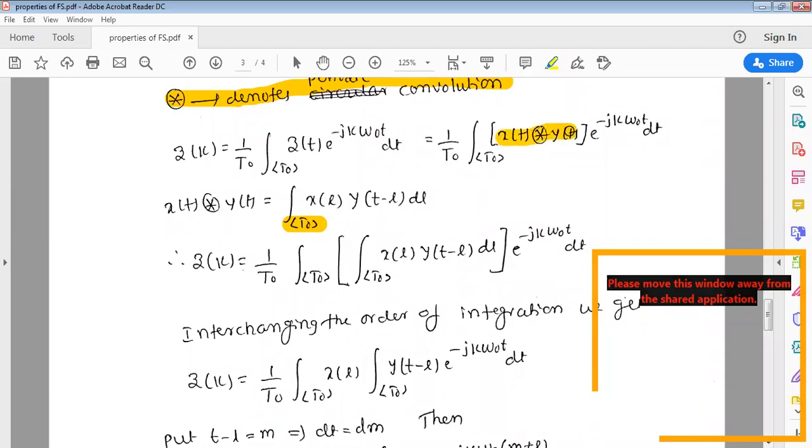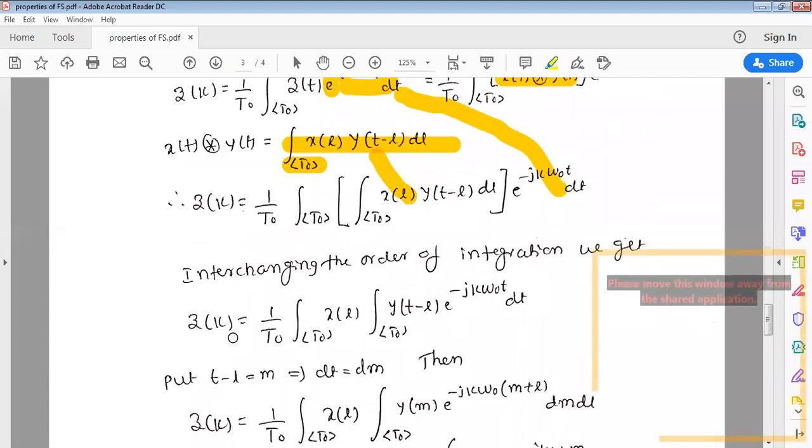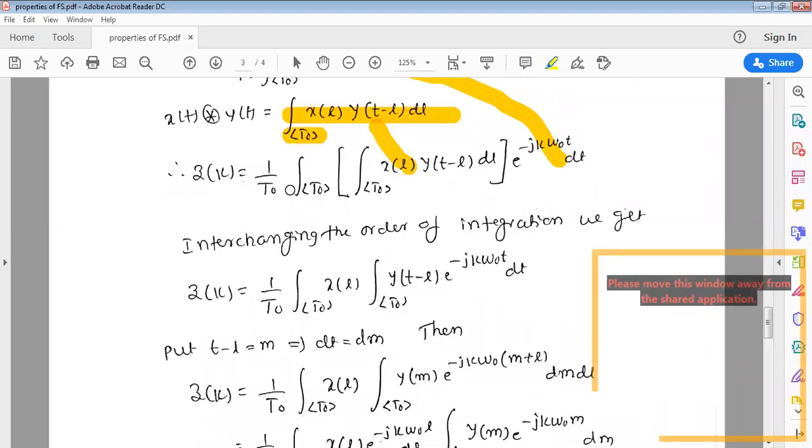So this term gets replaced by this integration that I have written here, and what is remaining is only this term dt. This term is completely rewritten at this point. Once you have this, interchange the order of integrations. So 1 by T naught is written unchanged. The outer one is x of L, integration for a period of T naught.